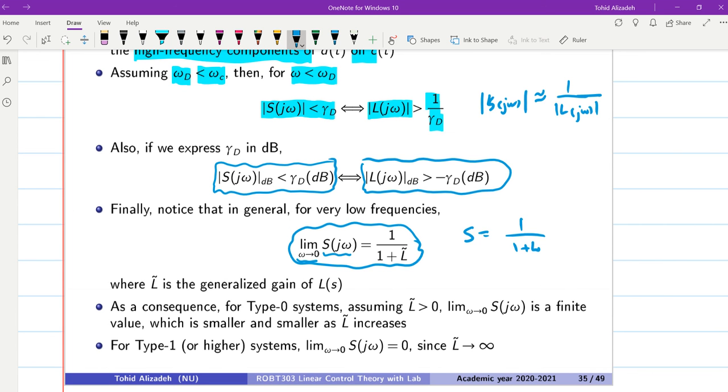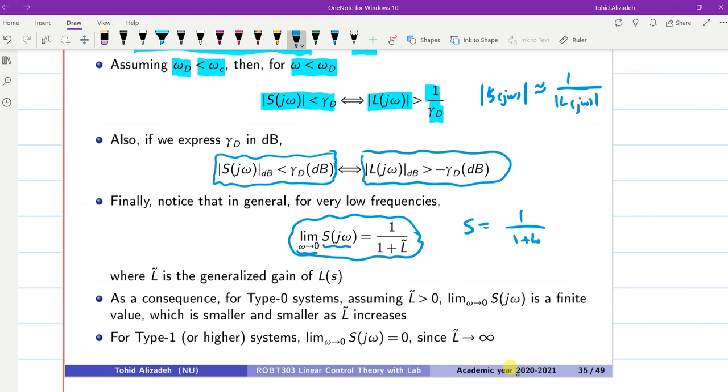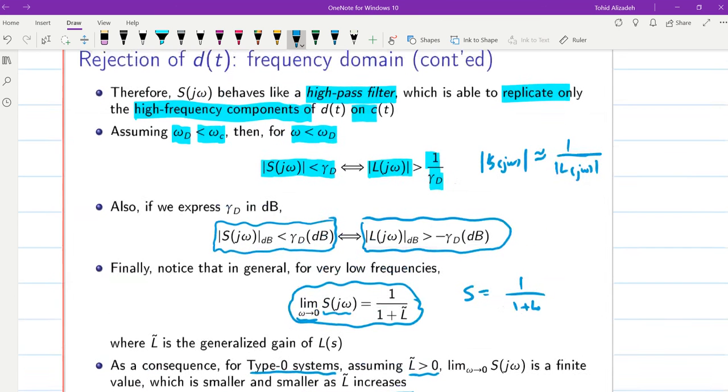And L tilde here is the generalized gain of L of S. Therefore, for type 0 systems, if we assume that L tilde is bigger than 0, it is positive, then the limit that we have here will have a finite value, and it will get smaller and smaller as the value of L tilde increases. For type 1 or higher systems, the limit will be equal to 0. So as omega goes towards 0, the limit of S of j omega will be equal to 0 because of the type of the system, which is 1 or higher, and there are poles at the origin.